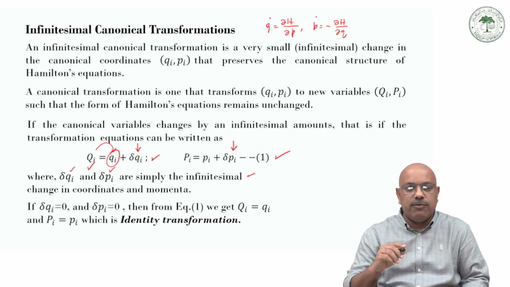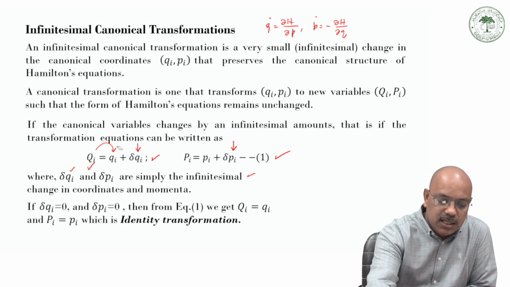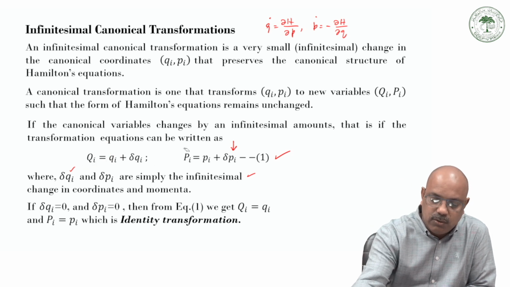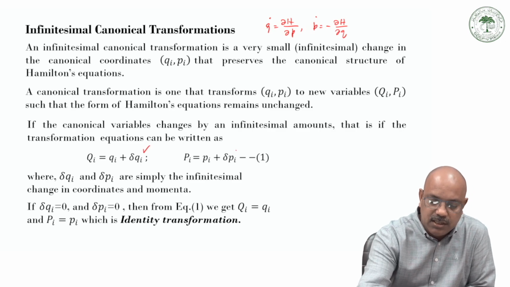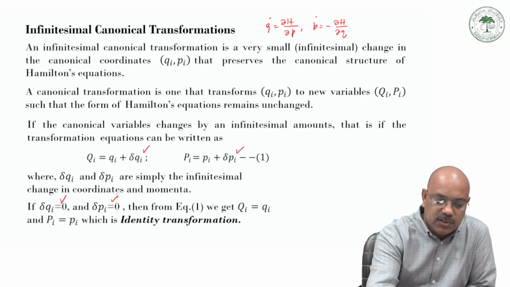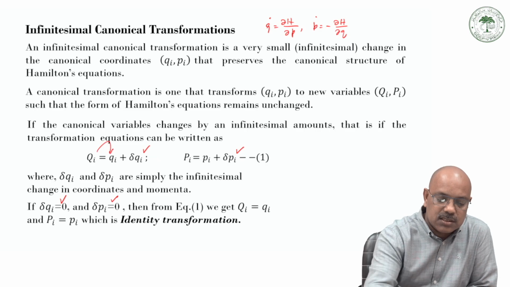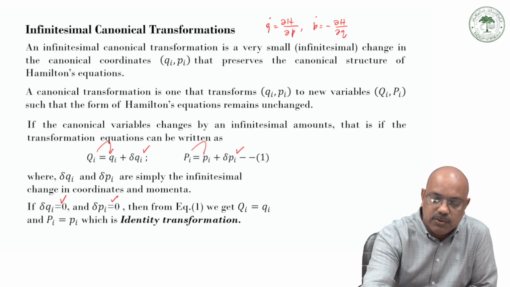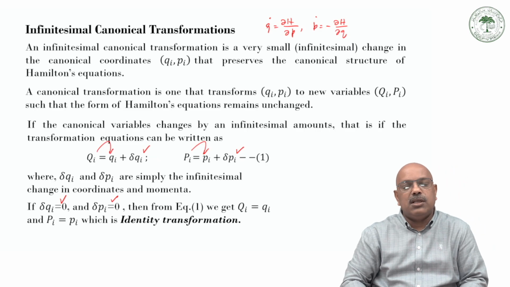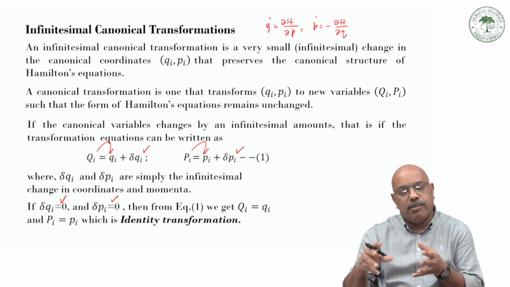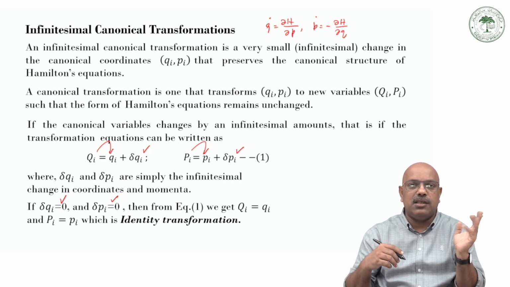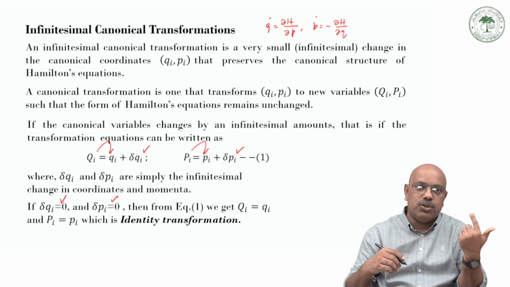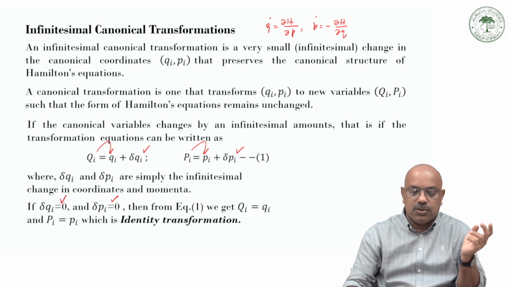But if you see equation 1, if you put delta Qi and delta Pi equal to 0, then Qi goes to Qi and Pi goes to Pi, and this is nothing but the identity transformation, that old coordinates small qi go to capital Qi. And if you remember, this identity transformation is given by the generating function of type 2, that is F2.